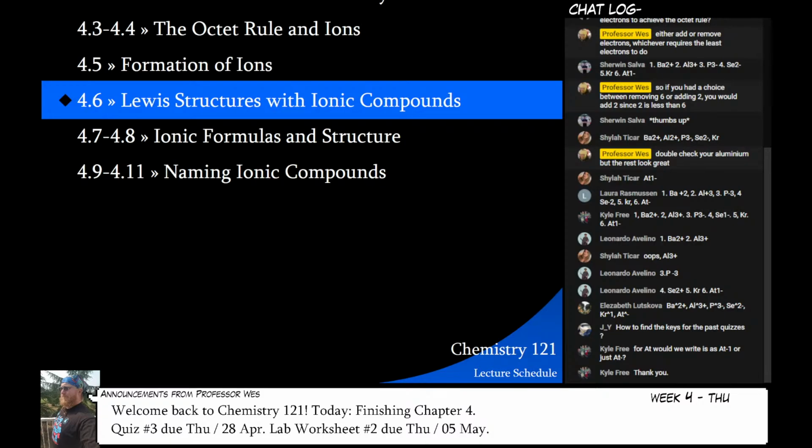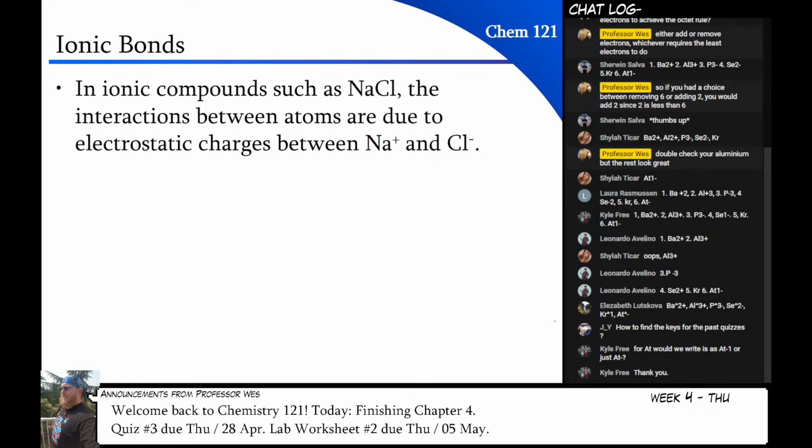So let's start doing that. Let's start putting these things together. When we form a compound between elements, those elements will follow the octet rule. So here I have 2 ions. I have sodium plus and chlorine minus.